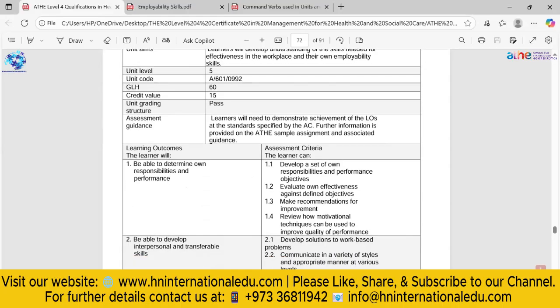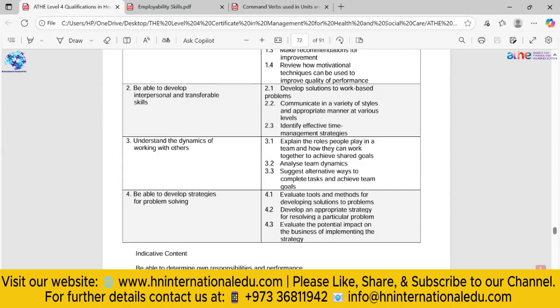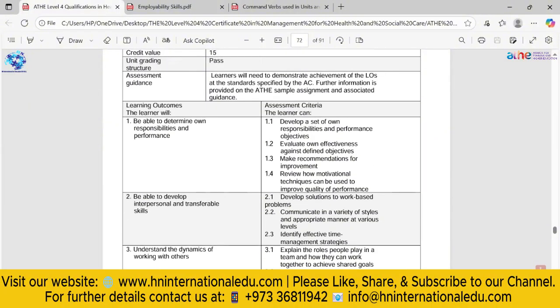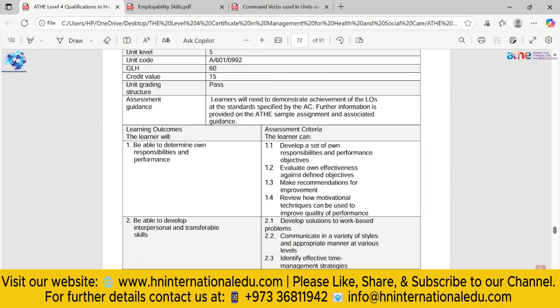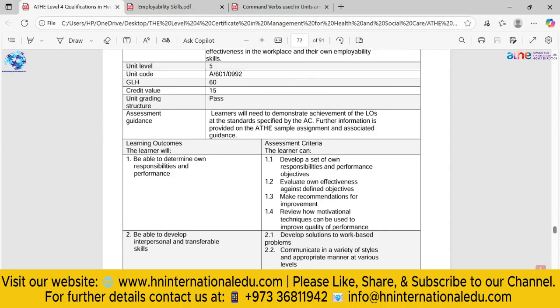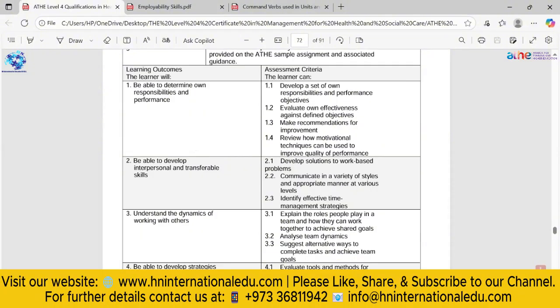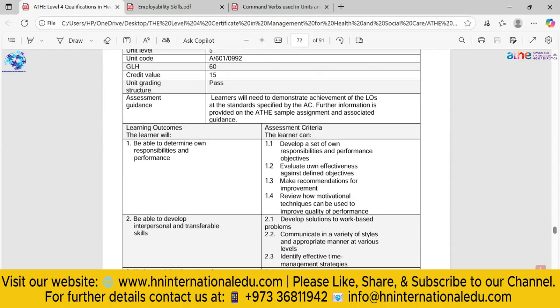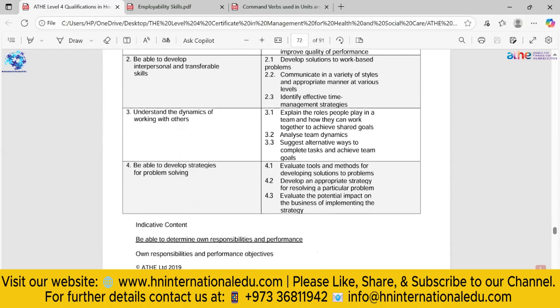With that, we have a total of 4 learning outcomes for this course and the respective assessment criteria. For some reason, there is no pass, merit, and distinction. The whole course is going to be considered as pass. We have to do all the assessment criteria. Today, I will be demonstrating 1.1 of the course, Employability Skills.